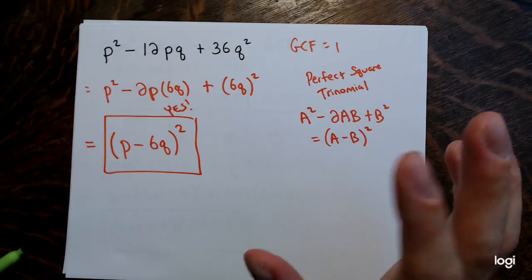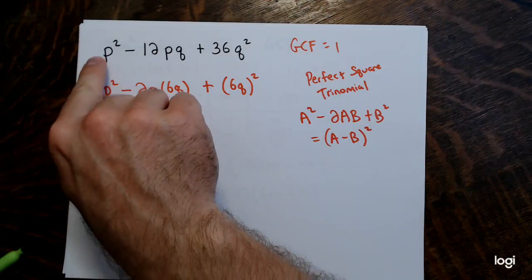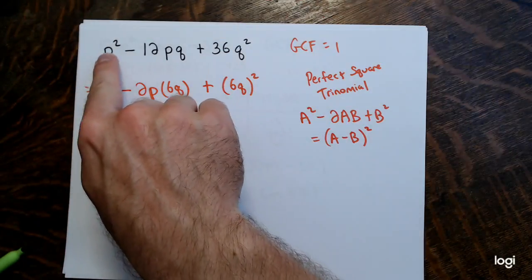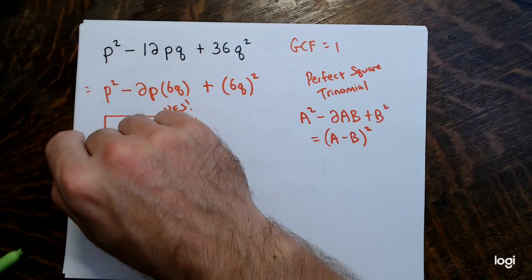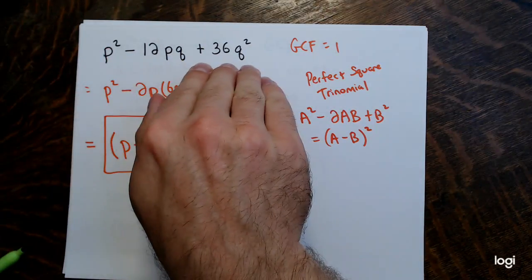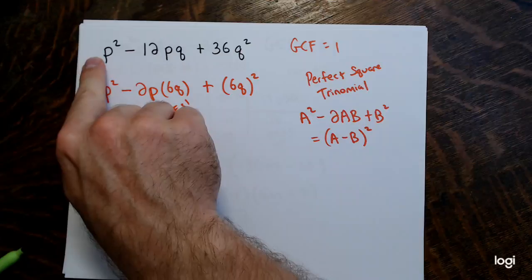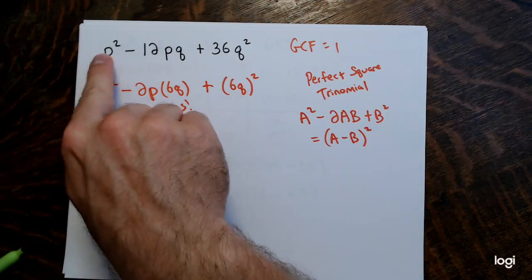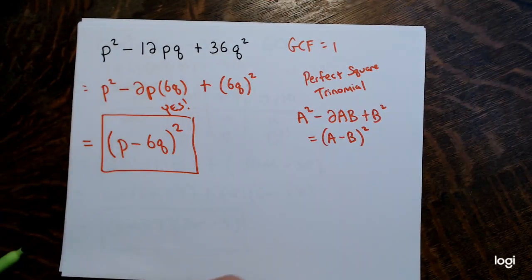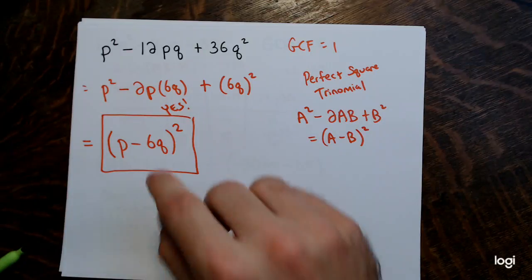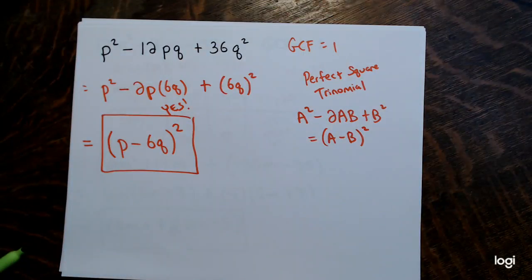Now you could also have done it the a times c way, where I'm noticing it's quadratic. It's in a nice quadratic form in both p and q. It's very symmetrical. Everything is a degree 2 term. I take 1 times 36, the lead times last, a times c. And then factors of 36 that add up to negative 12 are negative 6 and negative 6. And if you're finding that those factors are the same two numbers, negative 6 and negative 6, then you have a perfect square trinomial. All right, so that's another way to recognize that.